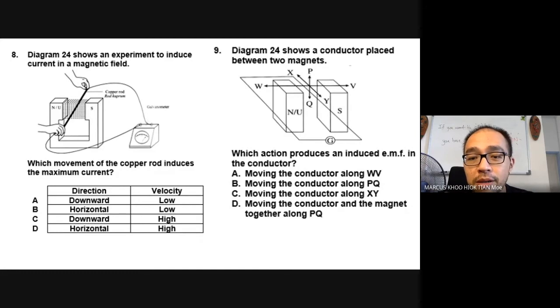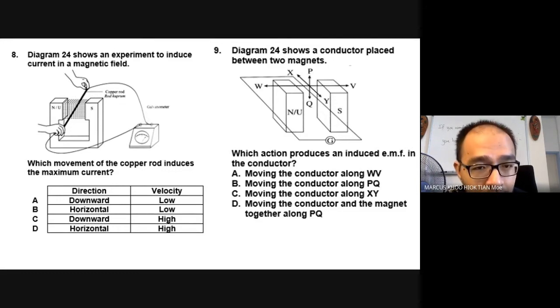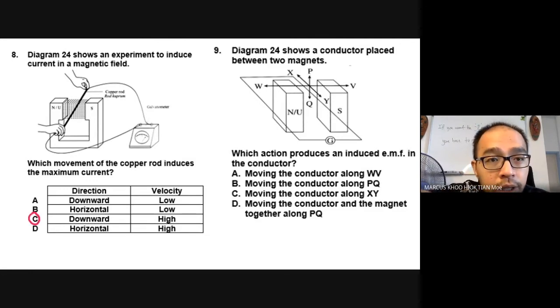Number eight. Who's after Elijah? Irdina. Okay, very good. Maximum current happens when the direction is downwards, but the important thing is that the velocity is high. It cannot be horizontal because horizontal means it is parallel to the magnetic field, so we don't want that. It must cut.